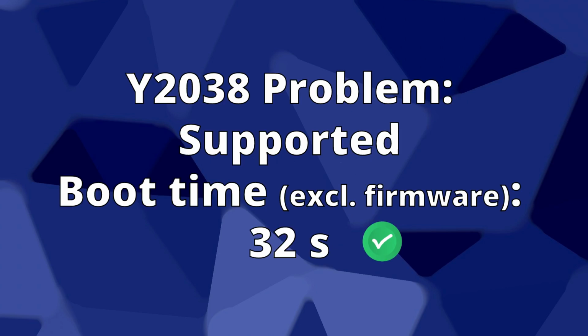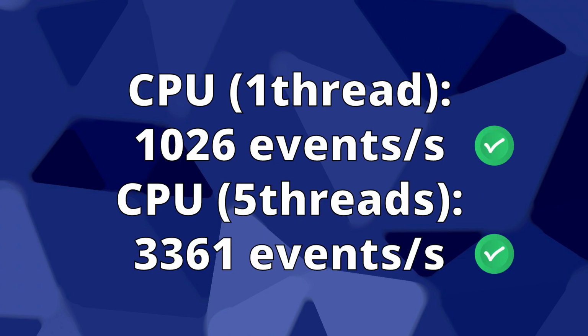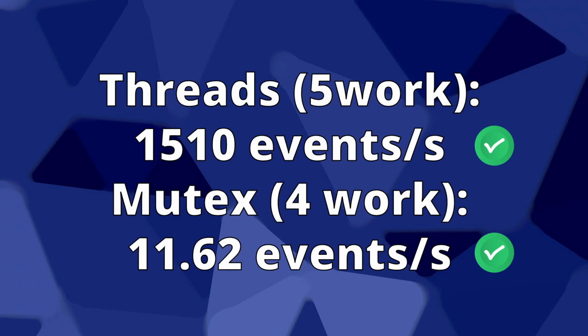Sparky Linux does support the Y2038 bug, and its boot time was 32 seconds, one of the best boot times compared to other distributions. In the CPU tests with Sysbench, it achieved more than 1,026 events per second, a very impressive result for the tested computer, along with a thread test. The thread test performed very well with 1,110 events per second. Similarly, the mutex test achieved 11.62 events per second, both remarkable results.